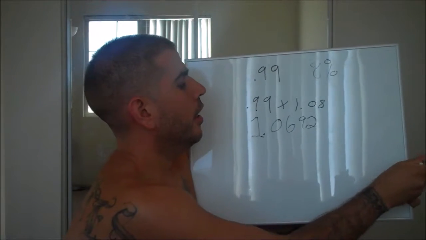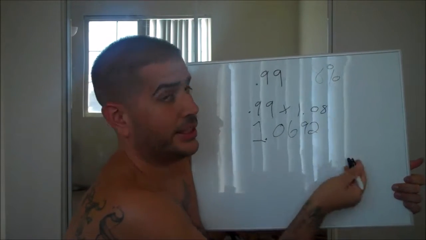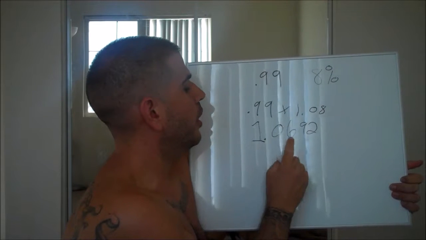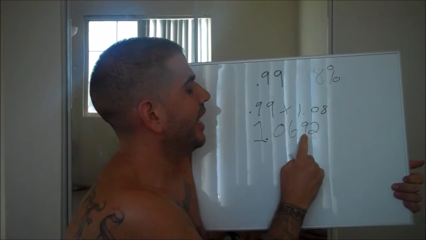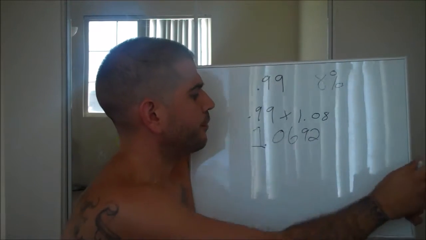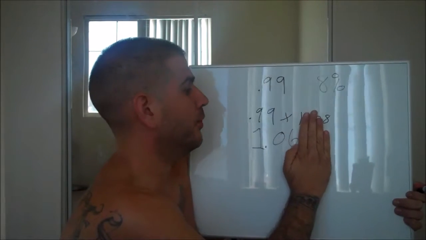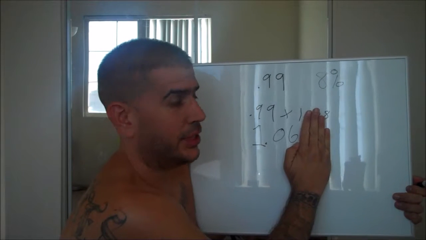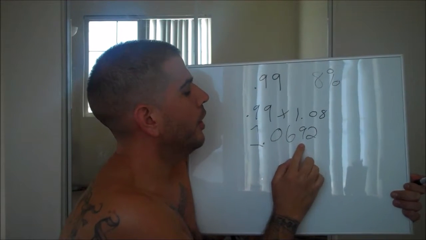On the left side of the decimal, that's dollars. On the right side is the cents. So this would be $1.06 and 0.92 cents. For right now, let's forget about that. So $1.06, right? Okay, what about this 0.92?